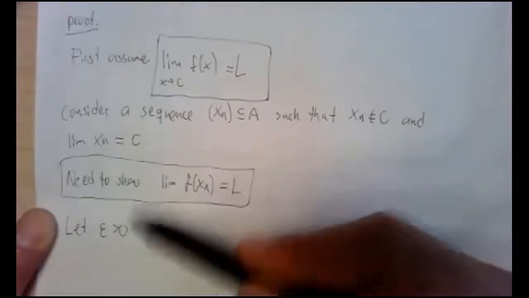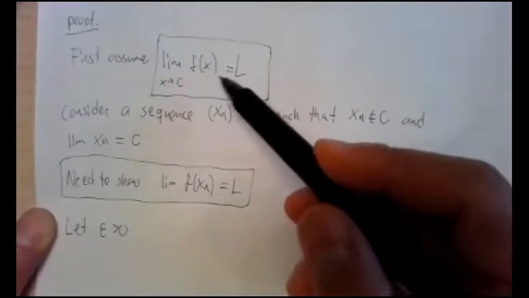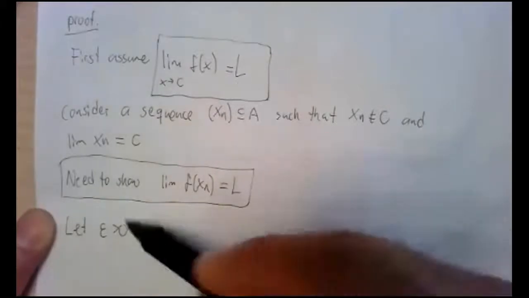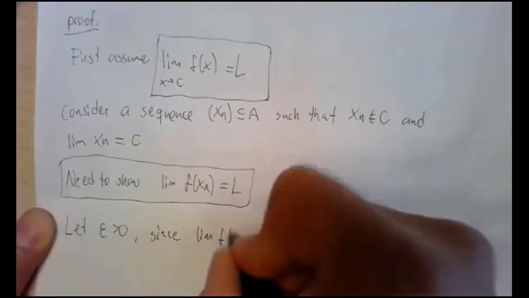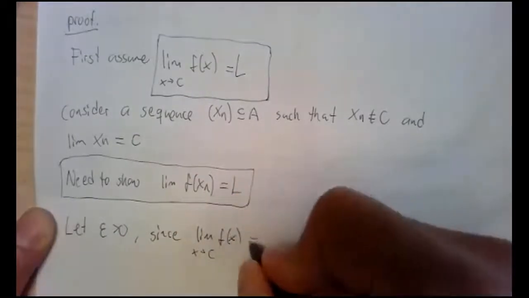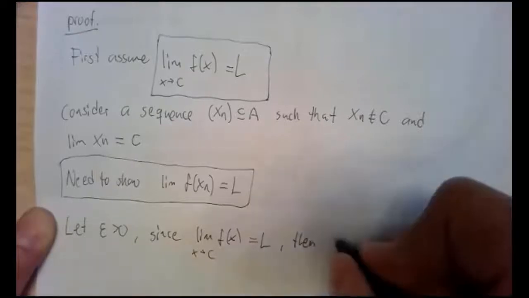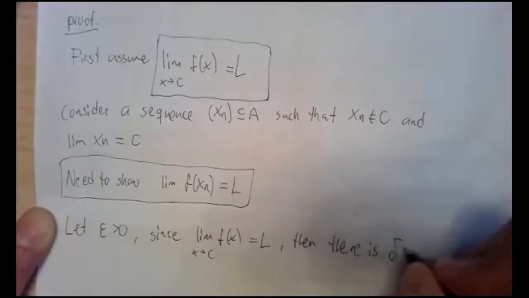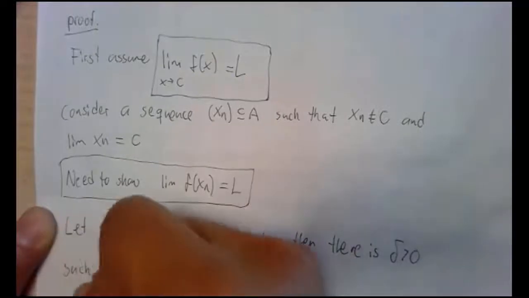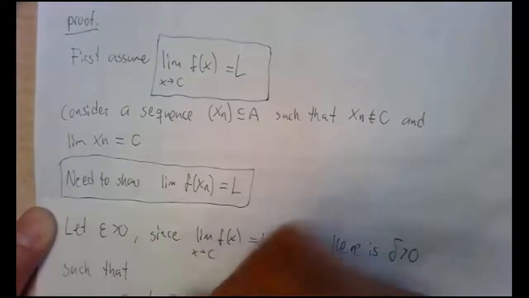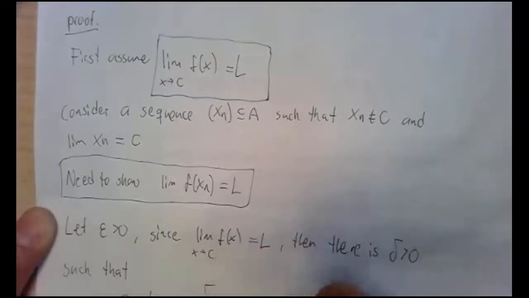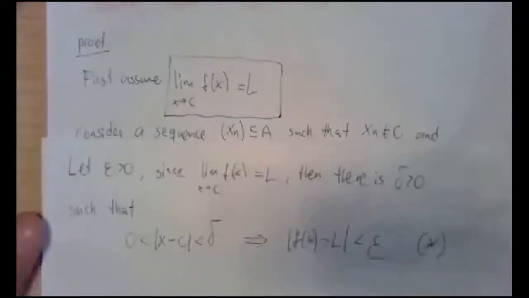Okay, so how do we do this? Well, let's use my definition, right? What does my definition say? My definition says that for this epsilon, since the limit when x approaches c is L, then there is delta greater than 0, such that 0 less than absolute value of x minus c less than delta implies absolute value of f of x minus L is less than epsilon. And let's label this star.